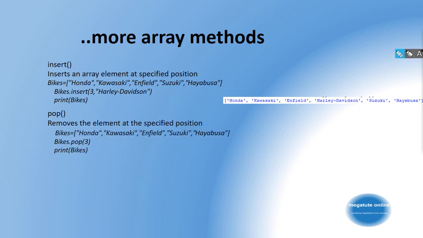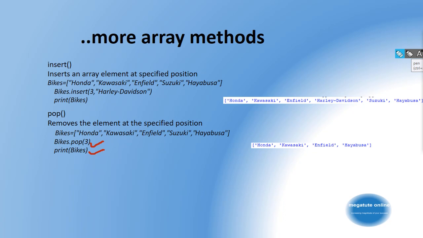Now the next function is the pop function. Pop function means it removes elements from an array. So if I have an array by the name bikes and I have a few bikes in there, if I say bikes.pop(3), that means it is going to remove the element which is at the third position, and then when I print bikes, it should show me the names other than the name in the third position, which will be four names.